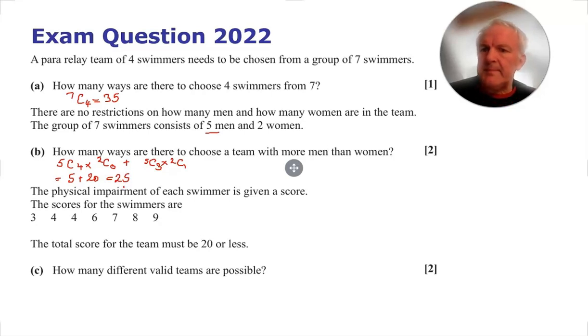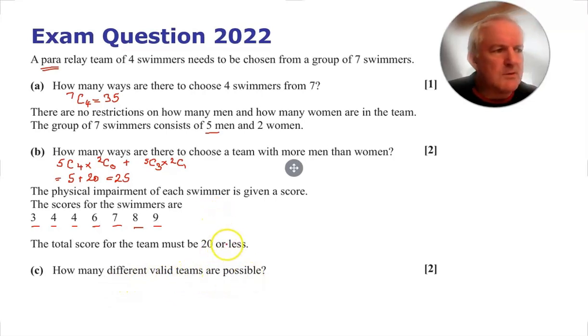Okay. The physical impairment of each swimmer is given a score. Remember, I didn't even read the question, but I do remember it was a Paralympic relay team or some description. And these are the scores of the 7 competitors. The total score for the team must be 20 or less. How many different valid teams are possible?